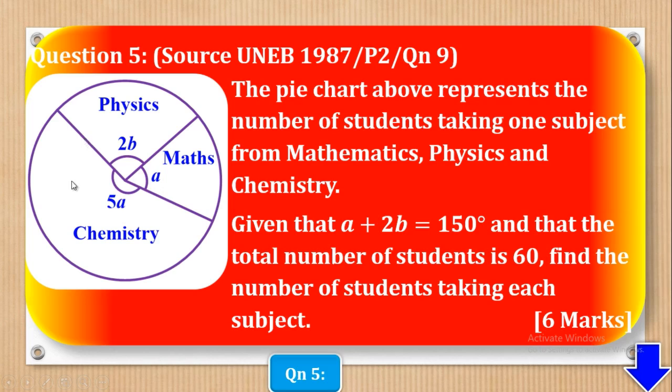Now here they have not given us the degrees directly, but they've given us in terms of letters. So math is A, chemistry is 5A, and physics is 2B. But what we know is that A plus 2B is equal to 150. That means from here to here is 150, and the remaining one will be 360 minus 150.